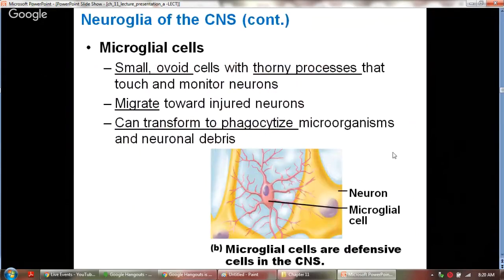The microglia cells. They're small ovoid cells with thorny processes and they touch and monitor neurons. They migrate toward injured neurons and they can also transform to phagocytize microorganisms and neuronal debris, because at the injured neurons there's inflammation going on. You need to remove the debris. So microglia cells do that function.